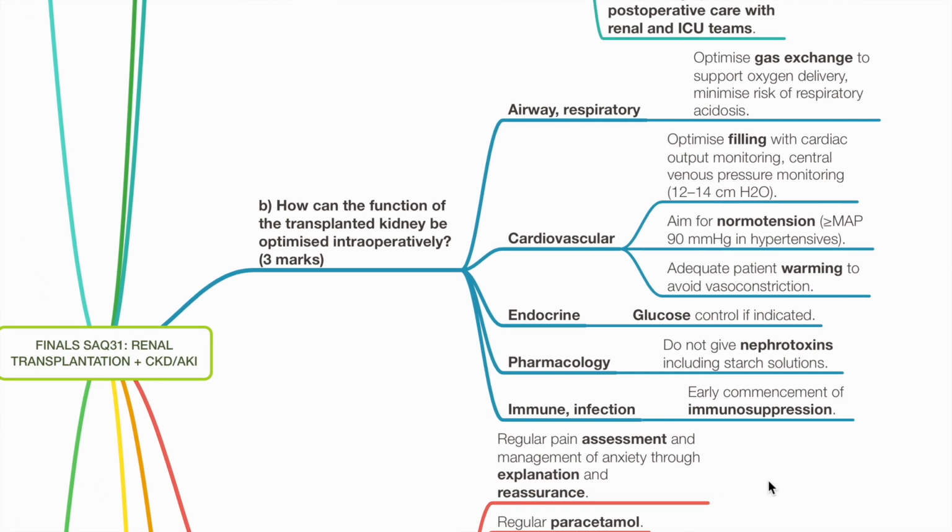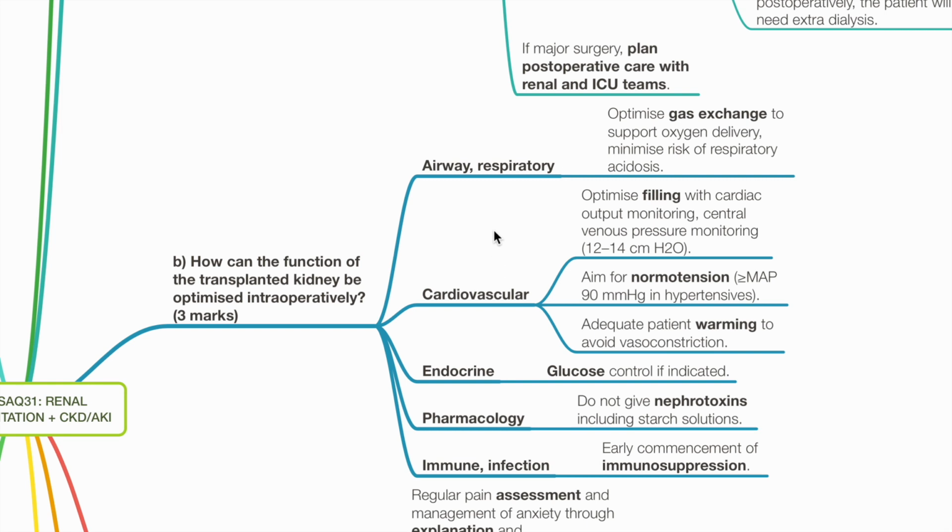B. How can the function of transplanted kidney be optimized intraoperatively? Airway and respiratory: optimize gas exchange to support oxygen delivery, minimize risk of respiratory acidosis.